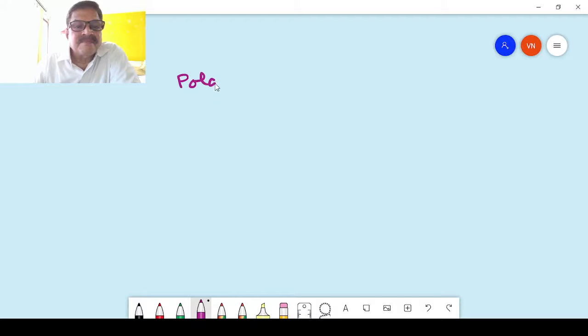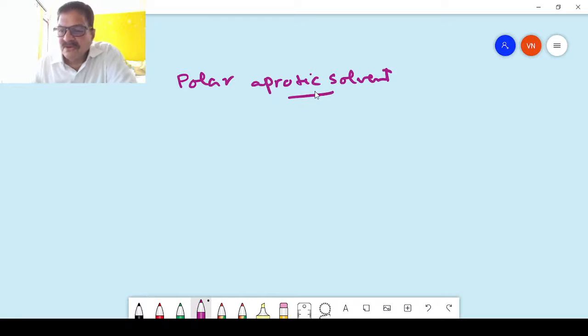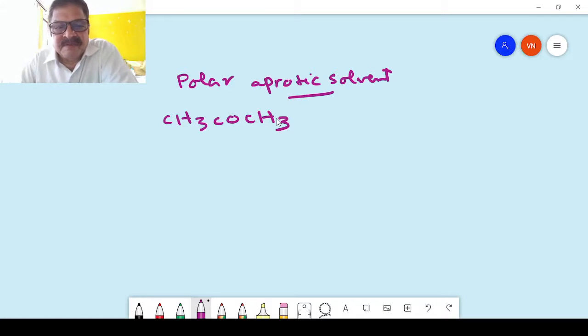Polar aprotic solvent. So we have, say, acetone, for example. It's a polar aprotic solvent. It cannot form hydrogen bonding. It doesn't have an NH bond or an OH bond here. Aprotic. The other one is a protic solvent, which forms hydrogen bonding here.